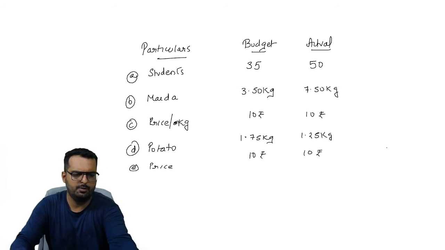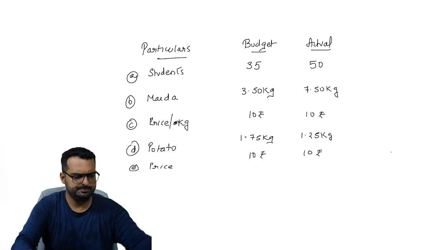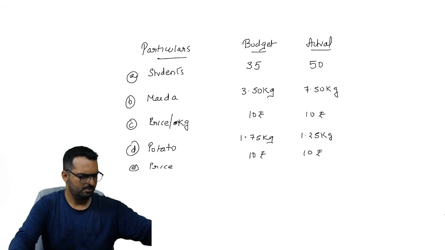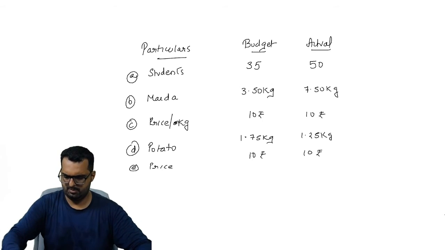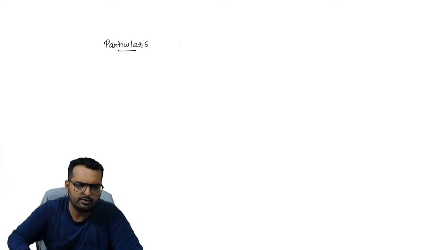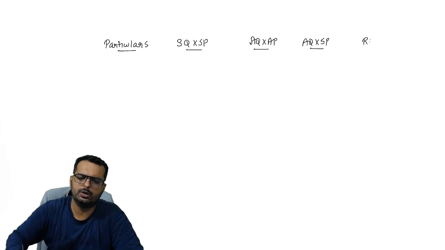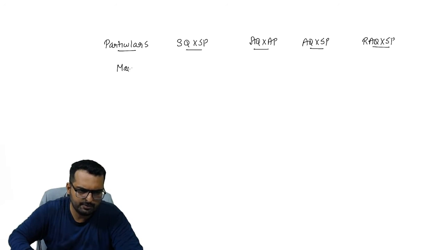I'll just write down over here now. Okay. So, first, what will we do? I'll just write it down. All right. I'll just write down over here again. First, what will we do? We'll draw particulars, and then we will do SQ into SP. You will have AQ into AP, AQ into SP, and what is the last one? RAQ into SP.